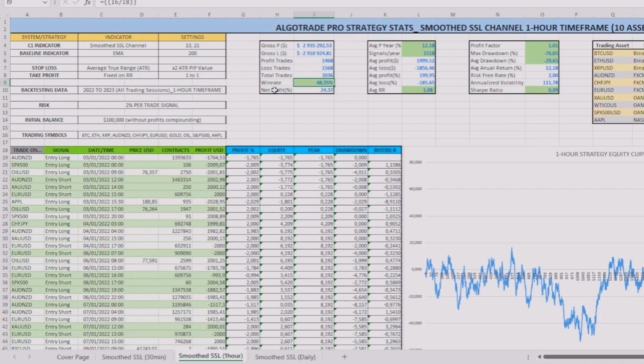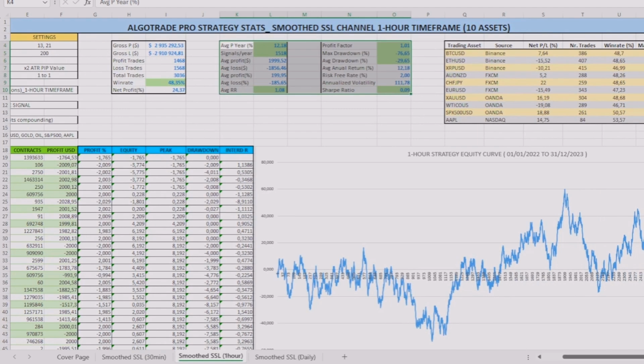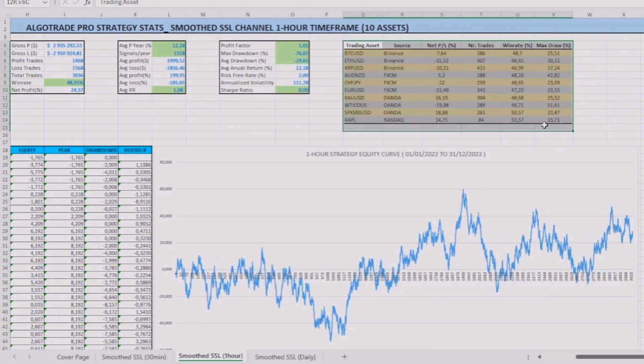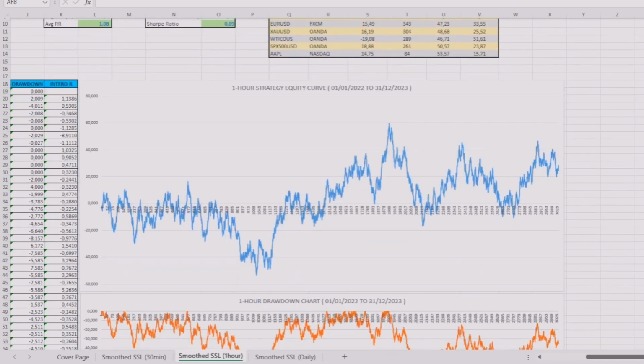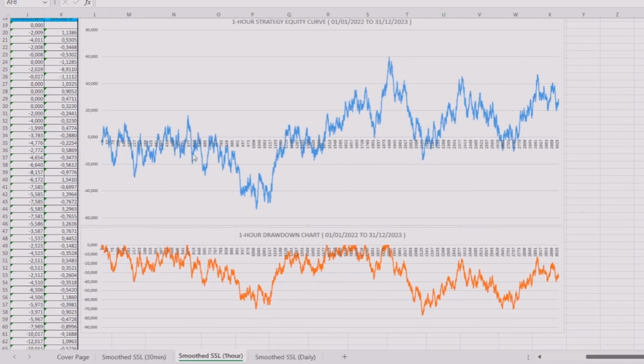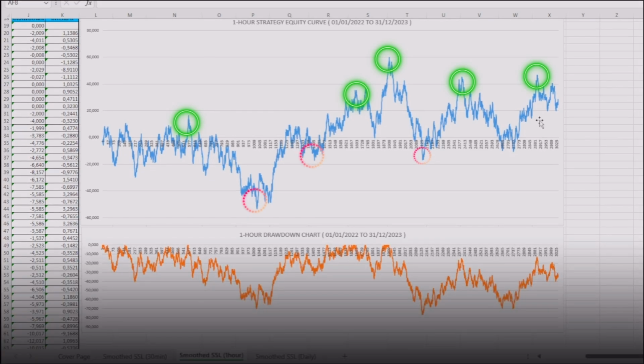Next, in the 1 hour time frame, after 3,000 trades, the indicator achieved a win rate of about 48.35% and a small net profit of 24%. Again, here you can find other metrics and also the results from every asset. Looking at the equity chart, it was, one more time, profitable but very inconsistent.